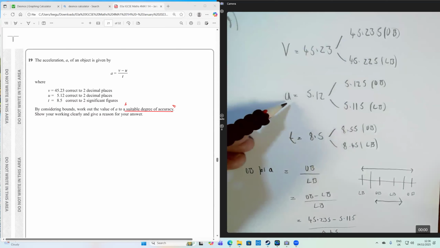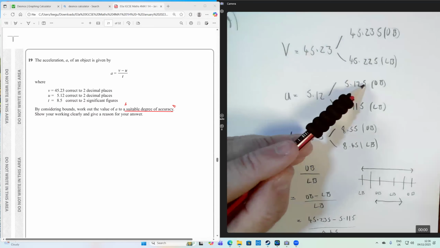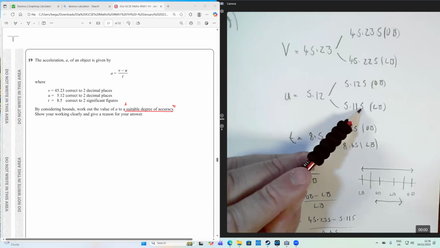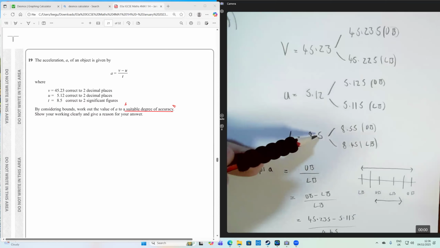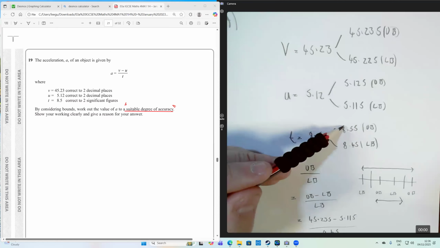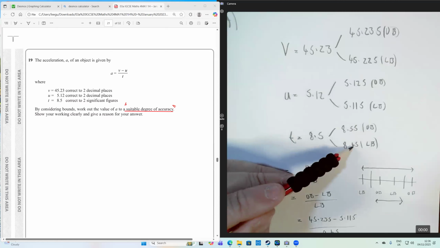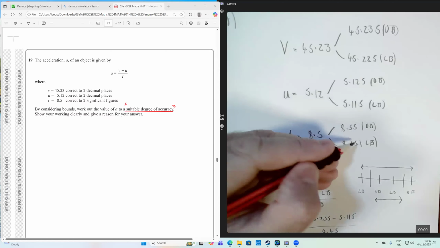For U, we've got 5.12, correct to 2 decimal places. So my upper bound is going to be 5.125, and my lower bound is going to be 5.115. Okay, and then we've got T is equal to 8.5, so our upper bound is going to be 8.55, and our lower bound is going to be 8.45, sorry.